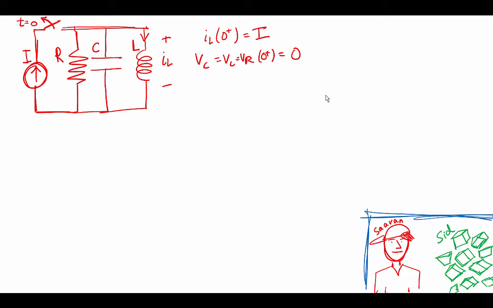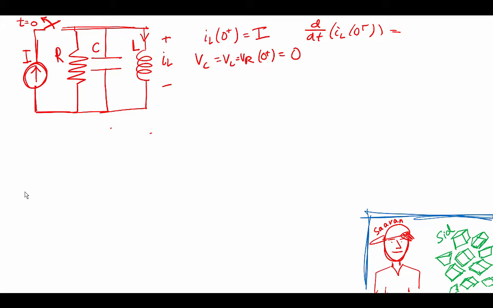So now that we got that, we can start solving the circuit. If we're solving for IL and we want a second order differential equation for IL, we also need to know the derivative of IL, right? So we want to know d/dt of IL at 0 plus. To solve for that, we're going to have to use our other initial conditions.